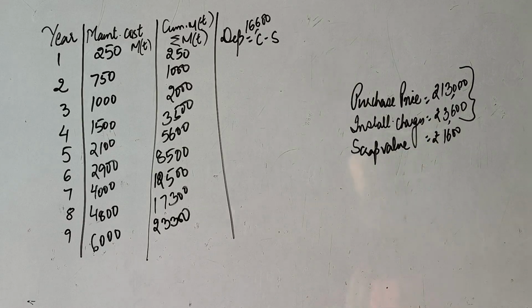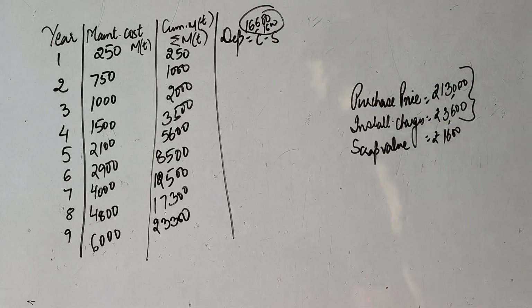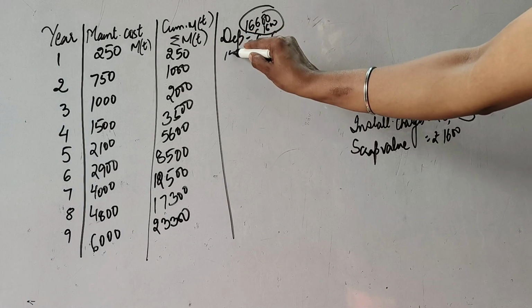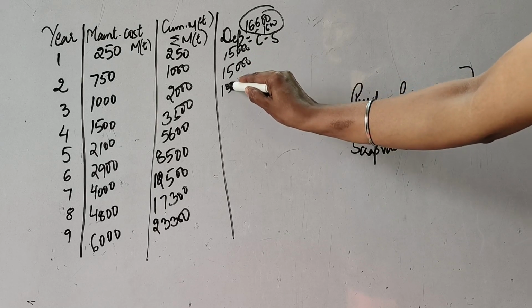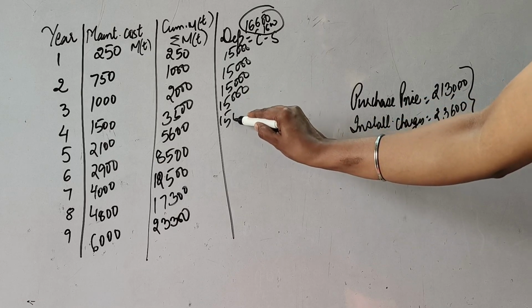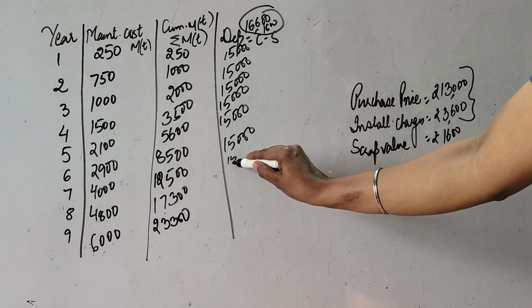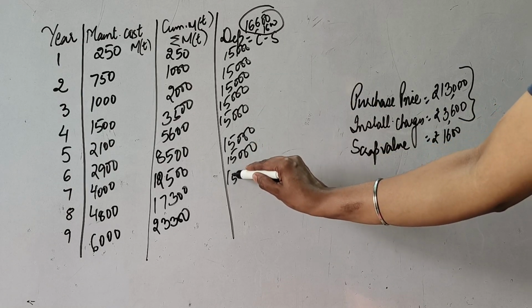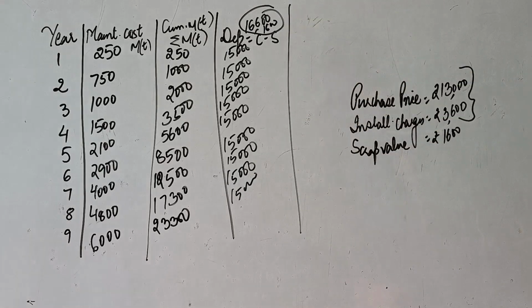And scrap value is 1,600. As I told you, in this question it is fixed, 1,600. So we will reduce 1,600 from this. 16,600 minus 1,600 comes out to be 15,000. So it will be the same for every year, because here the scrap value is the same. So for every year you will be writing the same value, 15,000. If in any question the scrap value is varying, this depreciation will also vary. But if the scrap value is fixed, this depreciation will be fixed, right?